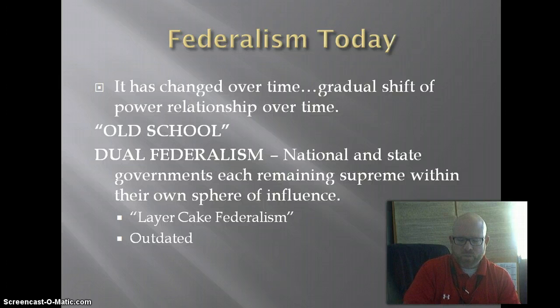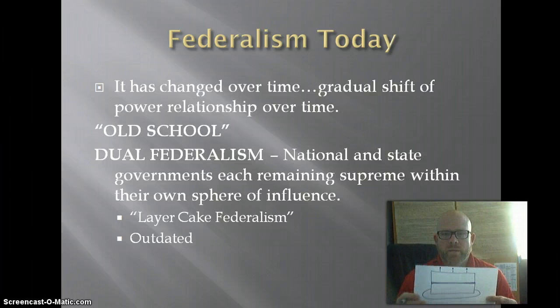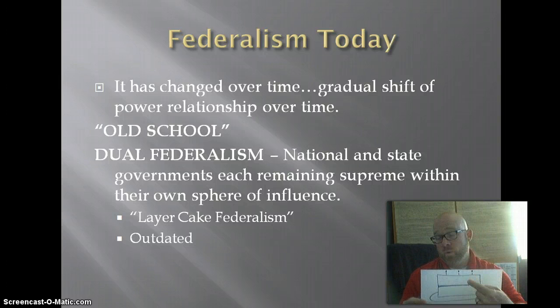Now, the best metaphor to use when you're talking about old school federalism in the United States is called layer cake federalism. And layer cake federalism is exactly what it sounds like. When you have a layer cake, you have two distinct layers. And here's an example of a layer cake, something like you might get for your birthday, where you would have two distinct layers. For our discussion, we're talking about state governments and federal governments, and they're clearly divided by that layer of icing.